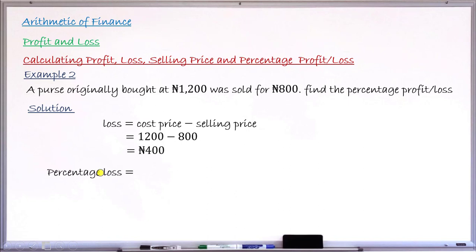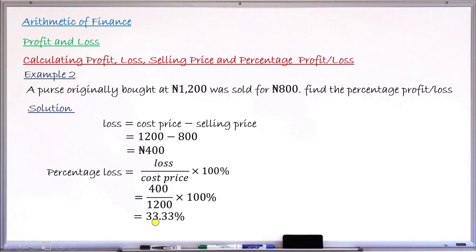There we now write the percentage loss to be equal to loss divided by the cost price, multiplied by 100%. So we have substituted loss by 400, cost price by 1,200, and multiplied the fraction by 100. If that is done correctly, you now have the percentage loss as 33.33%. This is the percentage loss. So let's just move and take another example.